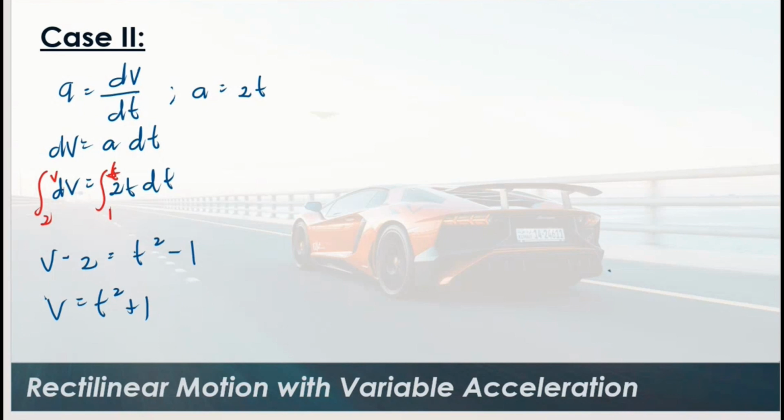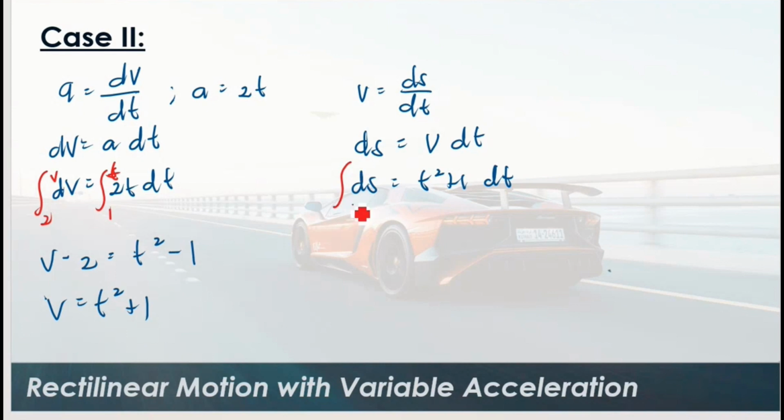So now, we also know that v is equal to ds over dt. Therefore, ds is equal to v dt. And we have this v, given that we solved it. So that is ds is equal to t squared plus 1 dt. So we're asked to integrate this one. What is the displacement? That is 4 feet if time t is 1 second.